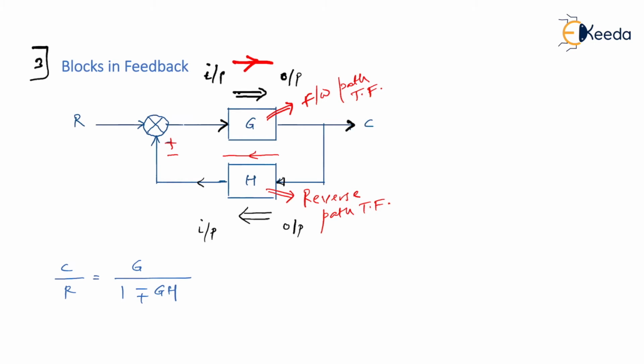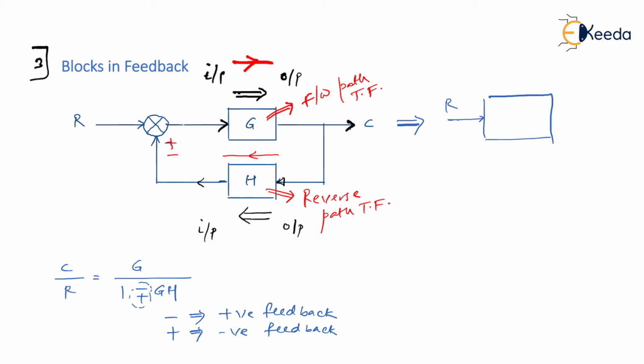This is nothing but a reduction. Remember, in the denominator, whenever you have a negative sign, it means the respective feedback is a positive feedback. And whenever in the denominator there is a positive sign, it means it must belong to negative feedback. In this case, the equivalent diagram is given like this: R, then we have G upon 1 minus plus GH, and then you have C. This is what we call reduction.